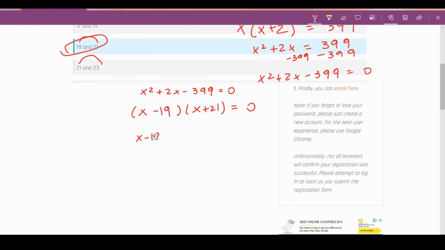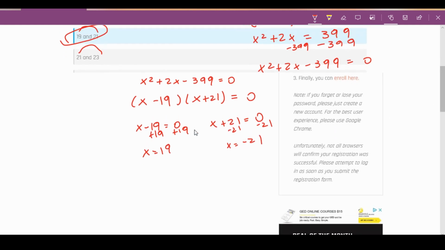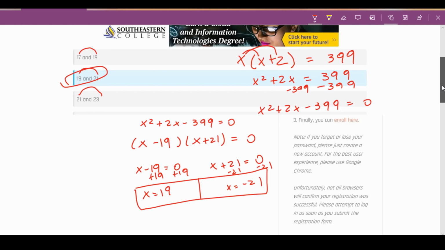X minus 19 equals 0. X plus 21 equals 0. We add 19 to both sides to get x by itself. So x equals 19. We're going to subtract 21 from both sides to get x by itself. X equals negative 21. So these are your 2 possible choices for x. We know it's going to be positive since we want 2 consecutive numbers.